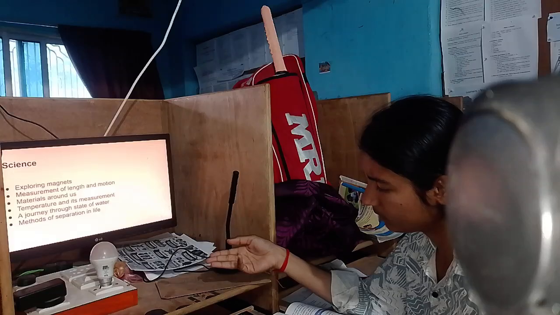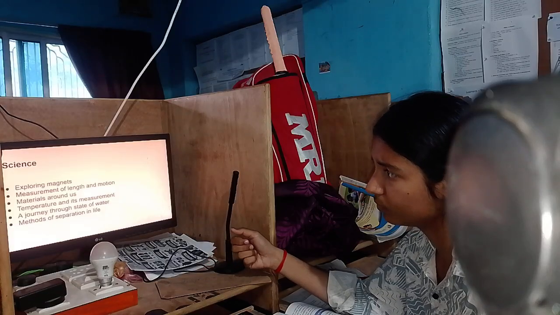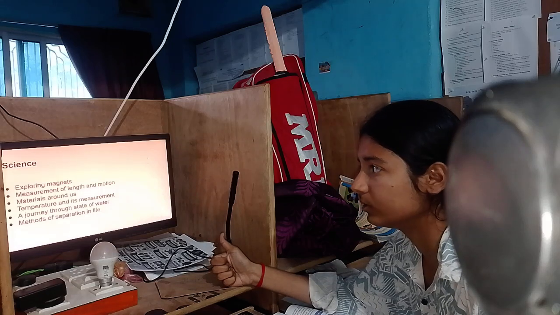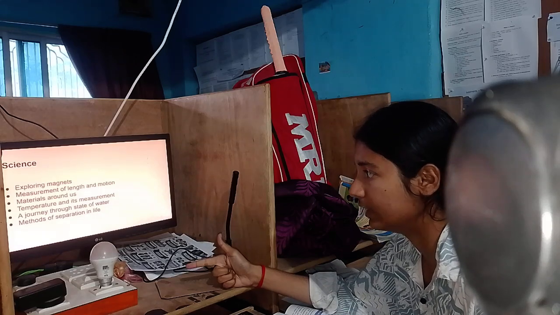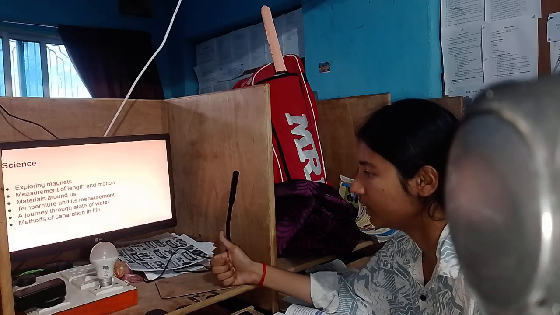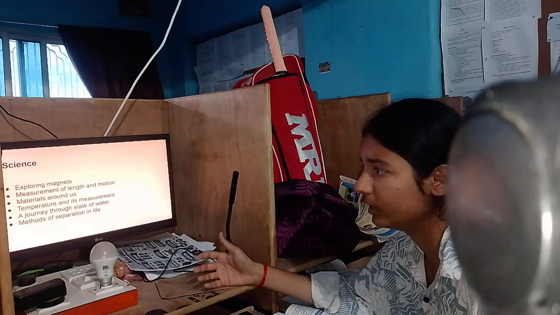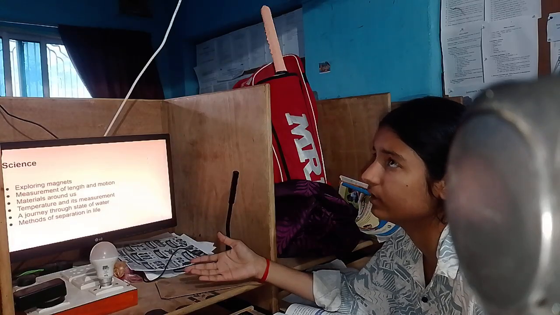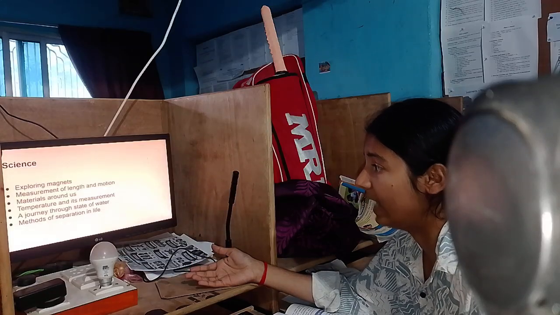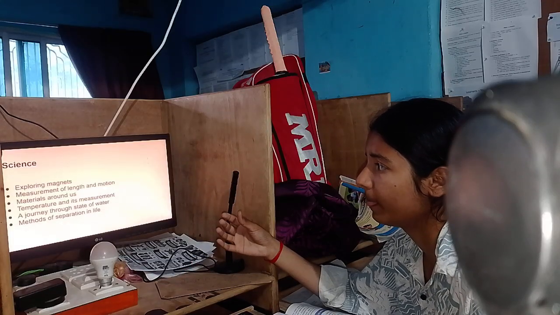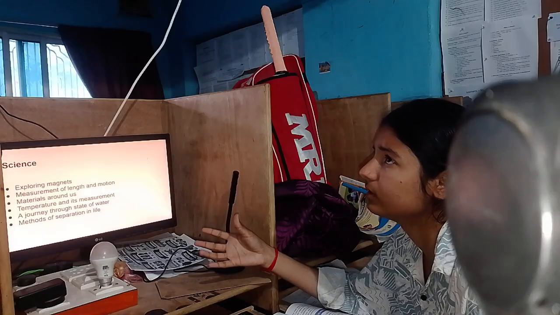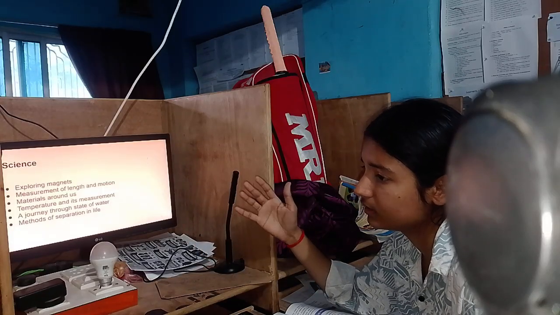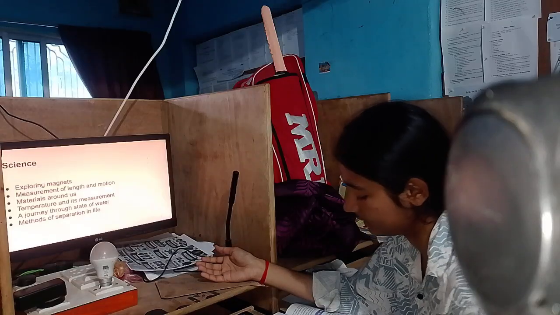So water exists in 3 types. First solid, second liquid, and third gas. So solid is hard, we can hold it in our hand. Liquid we cannot hold, and we can say water is an example of liquid. And gas, like steam, we can say.